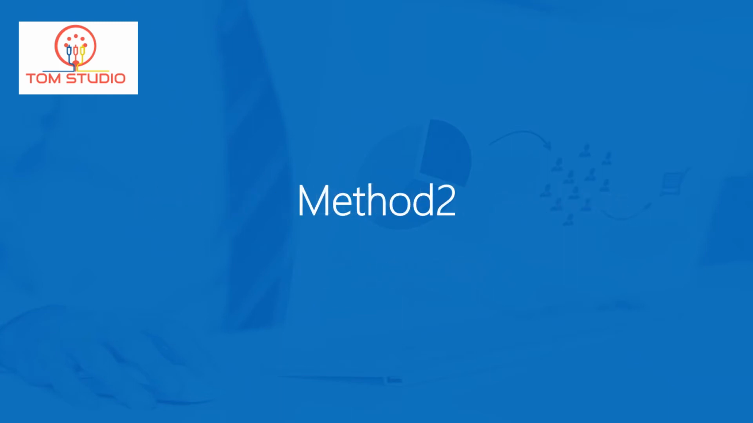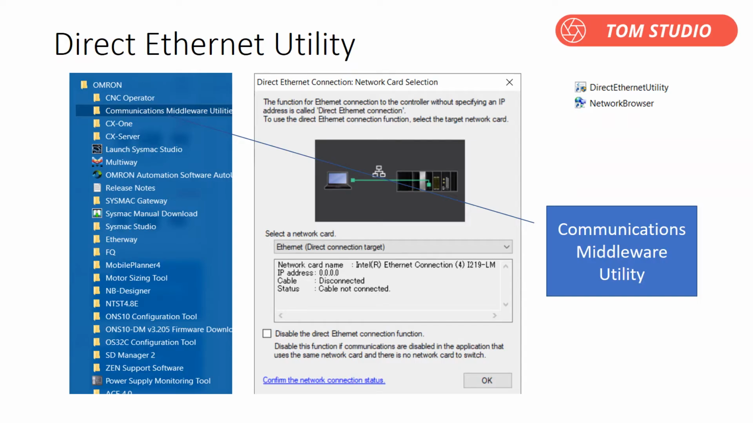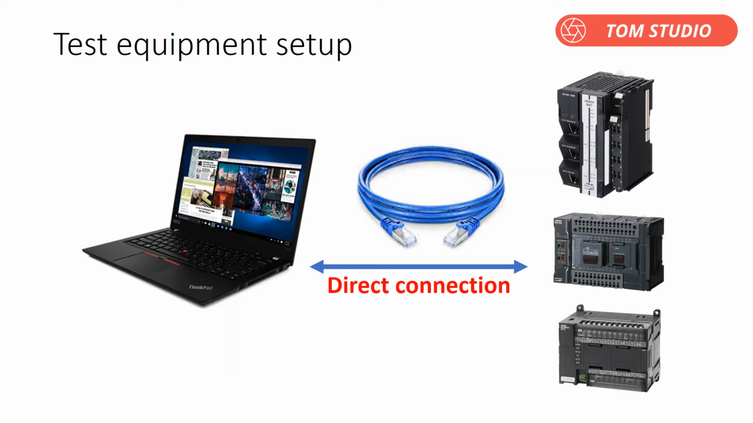If you come across an unknown IP address, you definitely need to use software to detect which exact IP address is set inside the PLC. In this method, we are talking about utilizing Omron software to detect the unknown IP address. The software is called Communications Middleware Utility that comes with the CX-One full suite software package. If you have CX-One installed, you can find it from the Windows menu under the Omron folder as shown in the slide. In this experiment, we just simply set up an Ethernet direct connection to each PLC, and try to detect the unknown IP address using the Omron middleware utility.